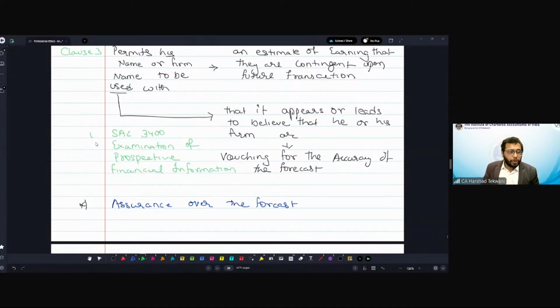Okay, so that we will discuss in the coming lectures. And again, at that particular point in time, we will come back here. We'll see what was clause 3 and how both are different.